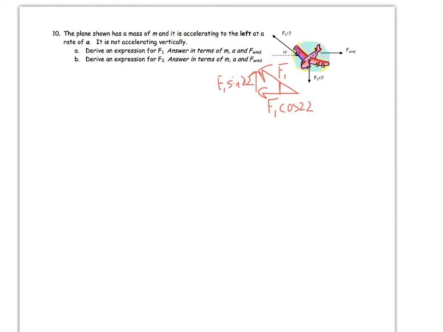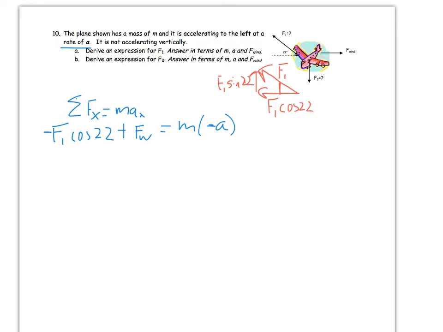So next step, we're going to go ahead and set up my max and my may. So in the x direction, I have this F1 cosine 22. And that's going to be negative because it's going to the left. At least that's what I'm going to say. You just need to be consistent with those forces, as always. And then we have the force of the wind going to the right, and that's going to be equal to the mass of the plane times the acceleration, which in this case is actually given. We're told that it's accelerating at a rate of a, and it's going to the left, so I need to make that a negative.